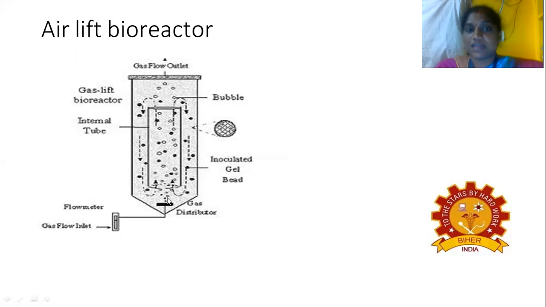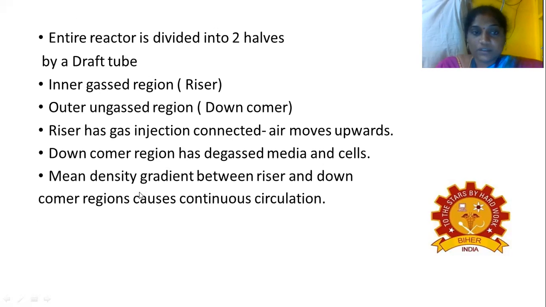As we already discussed, here it would be using pressurized air to mix the contents inside the cell. So the air would be sparged from the bottom of the reactor. When the air is taken up, that is called the riser. And again, this air will be coming down to mix the contents inside the cell.